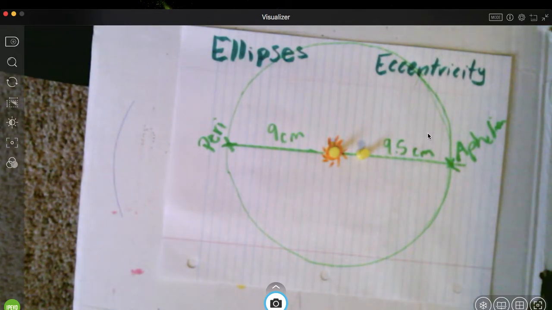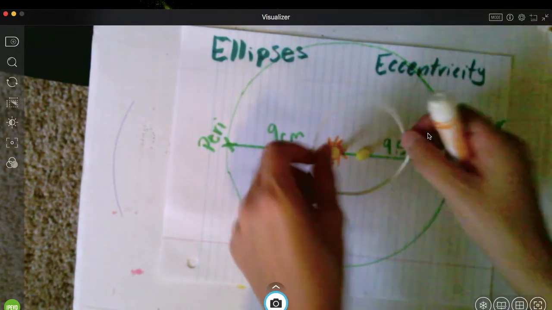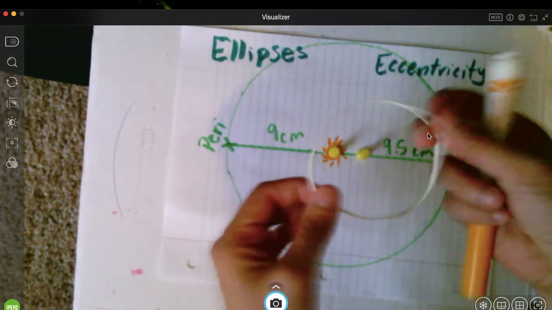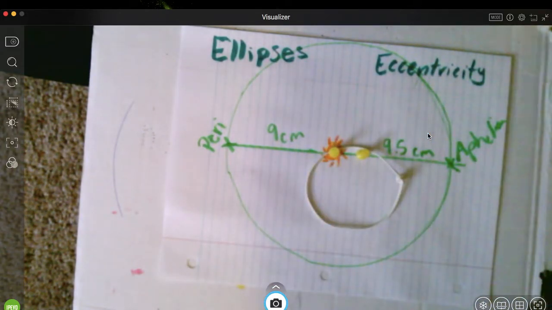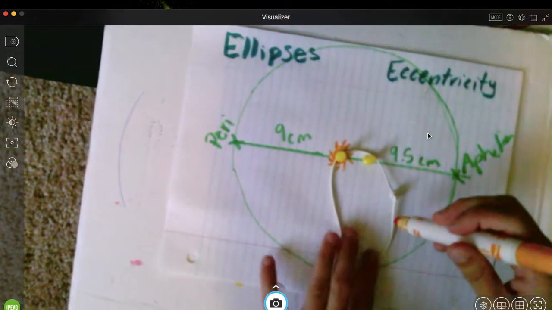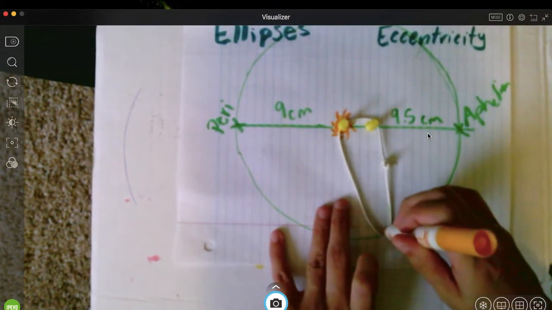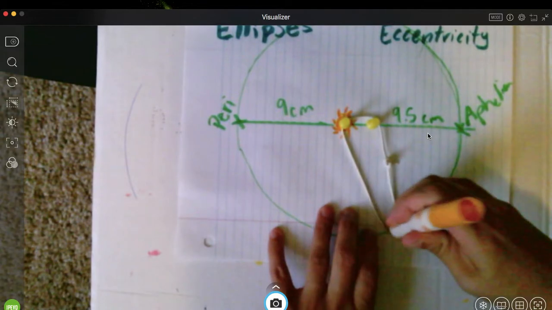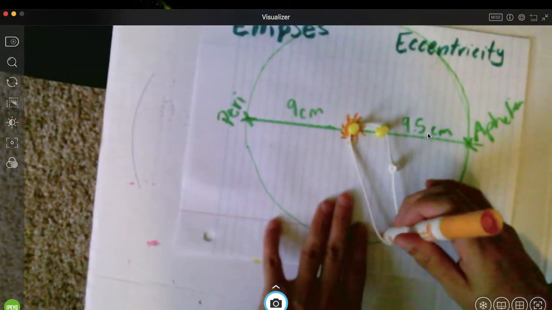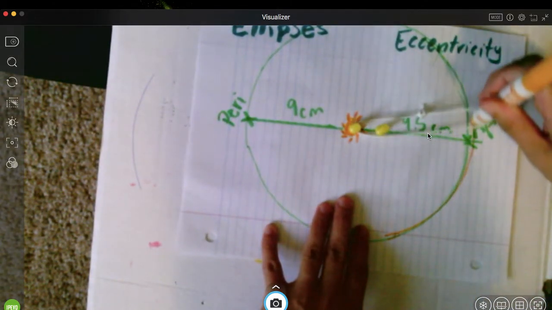All right. I'm going to take my little string. This is the exact same thingy I just used. I'm going to put it around there. I'm going to make a triangle, and I'm going to try to make this. Whee!